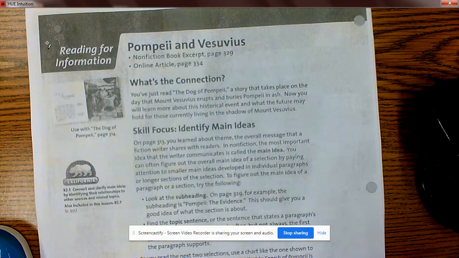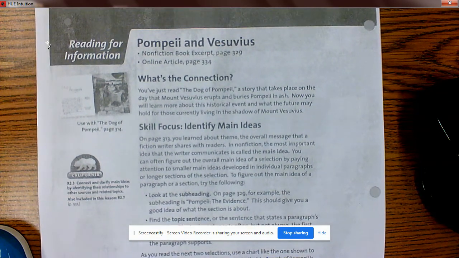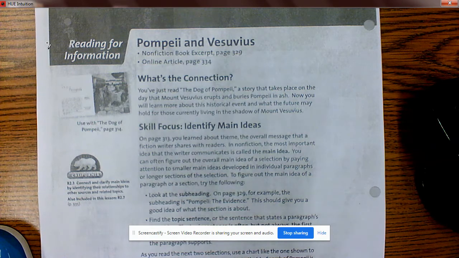Okay, so we're going to start on page 328, and this is kind of like a textbook expository text that we're going to be looking at. This isn't a story like The Dog of Pompeii. We did a lot of text structure, text features at the beginning of the year, and so now we are going to apply it using this packet.